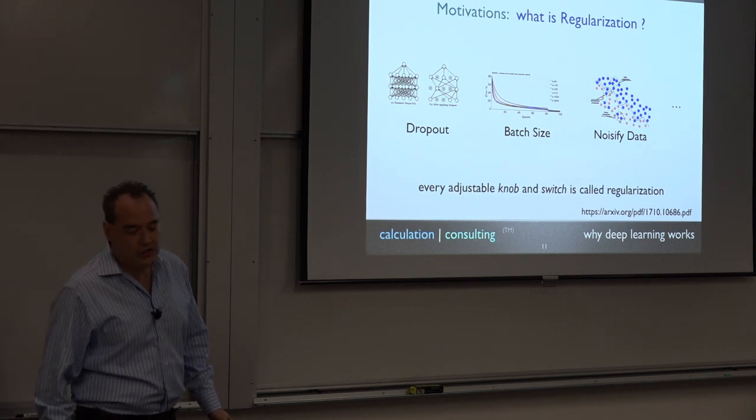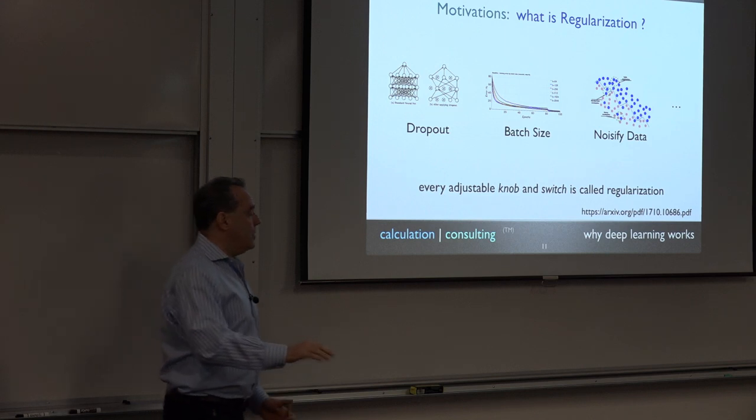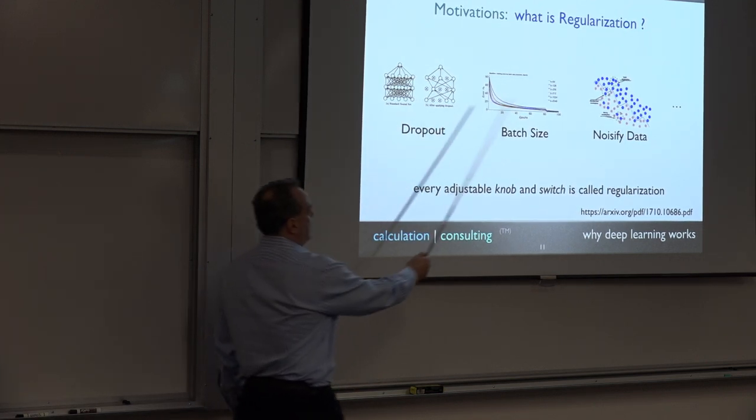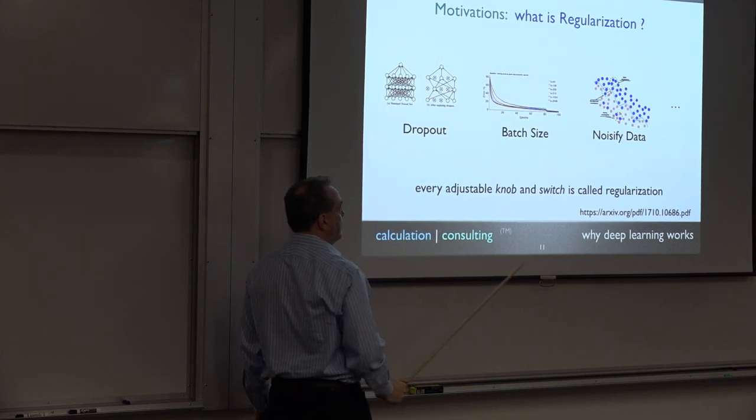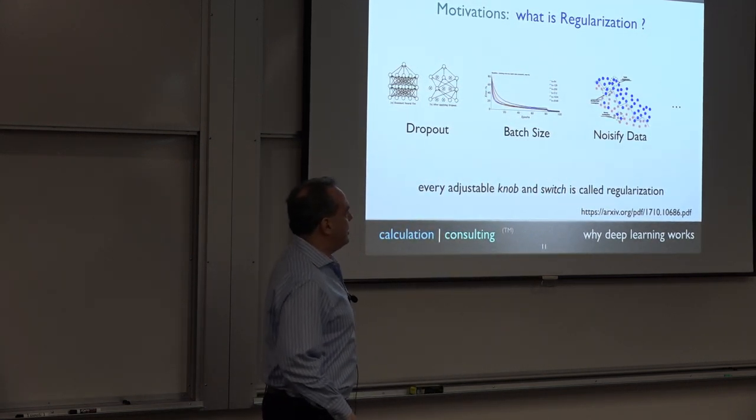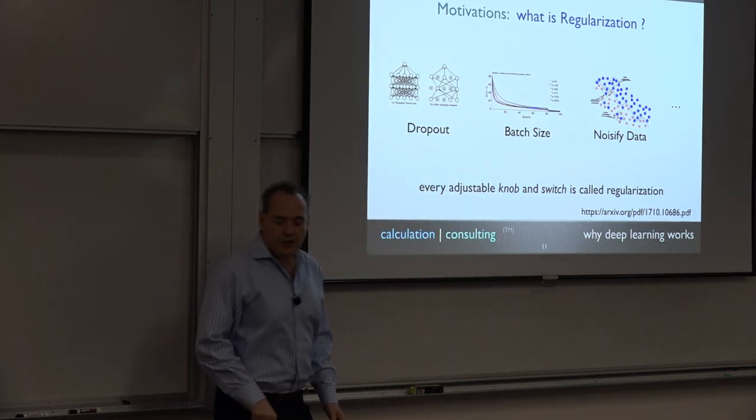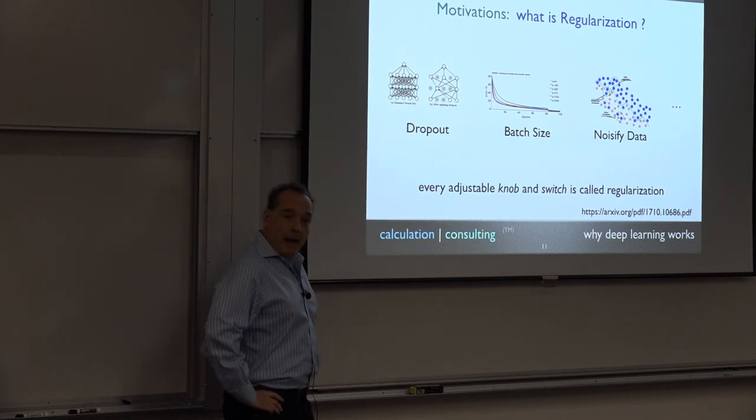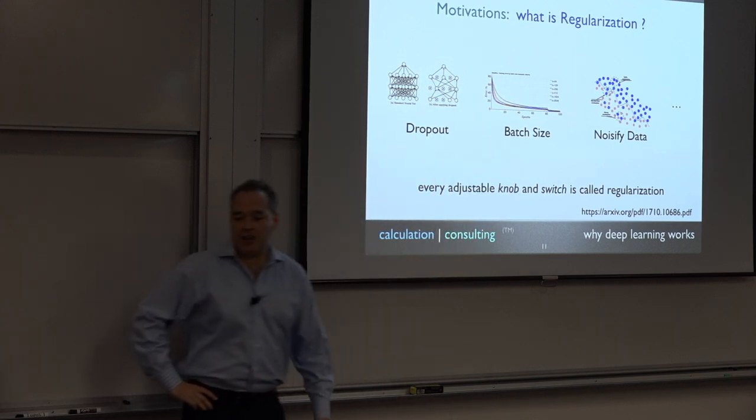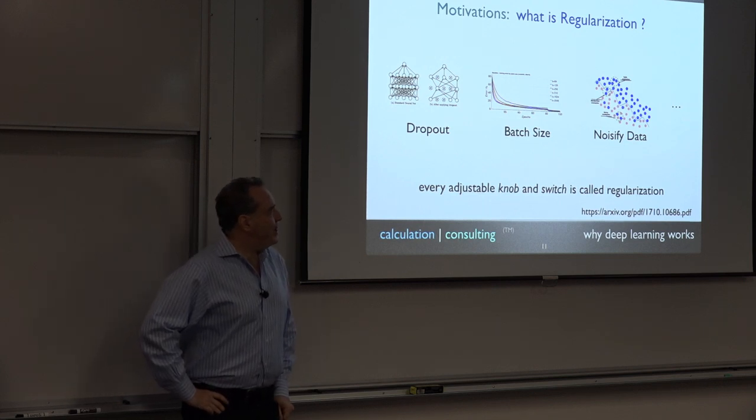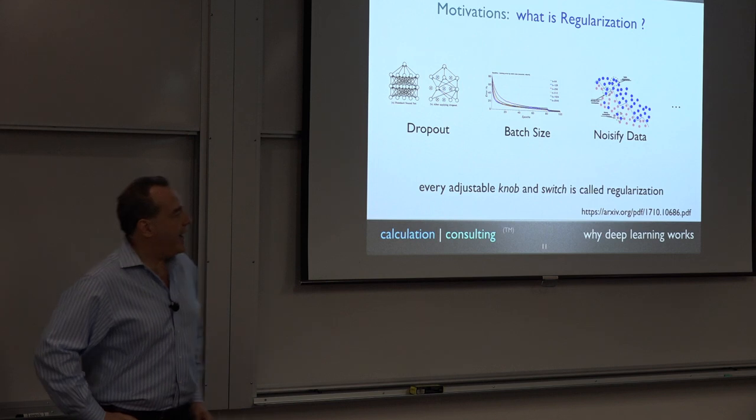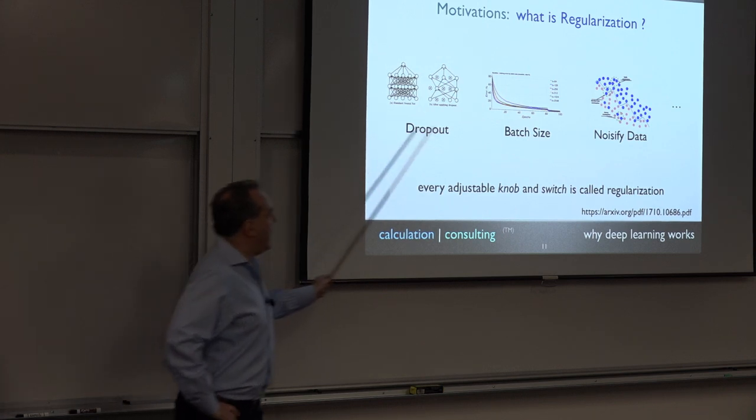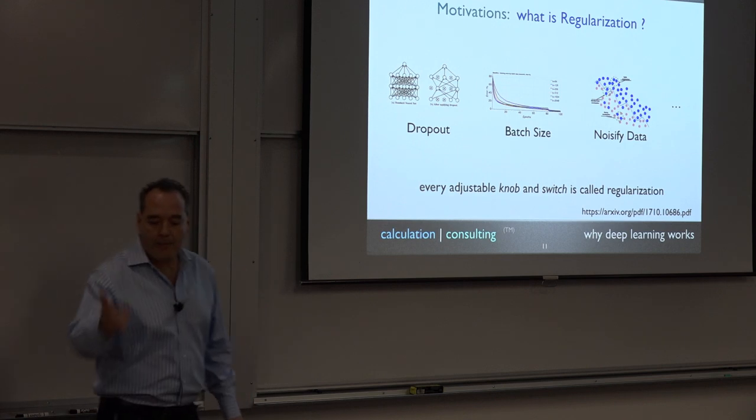In neural networks, we think about regularization. Almost everything you do is regularization. In machine learning, you constrain the norm. You put a norm constraint on, that's regularization. In deep learning, you have dropout. You can decrease the batch size. That seems to act like a regularizer. You can noisify some of the data. That seems to act like a regularizer. There's a nice paper I dug up which has maybe 50 or so different things that are done in deep learning, all of which appear to be regularization. So we say in the paper we wrote, every adjustable knob and switch is called regularization in deep learning. In order to really study regularization, we'd like to isolate what we mean by regularization and look at some of these knobs and switches, and see what actually happens to the neural network when you start adjusting them.